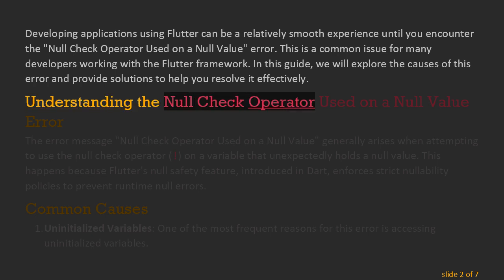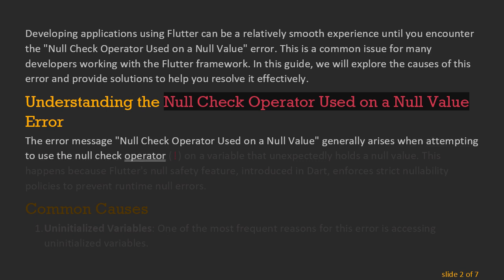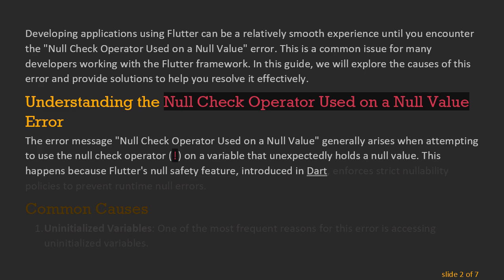Understanding the null check operator used on a null value error. The error message, null check operator used on a null value, generally arises when attempting to use the null check operator on a variable that unexpectedly holds a null value. This happens because Flutter's null safety feature, introduced in Dart, enforces strict nullability policies to prevent runtime null errors.